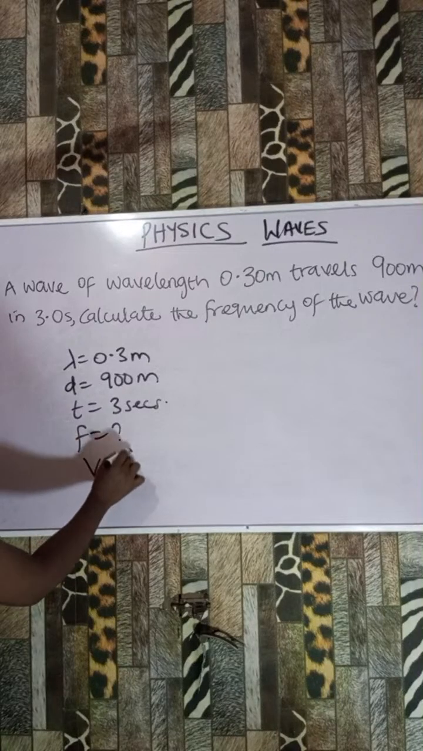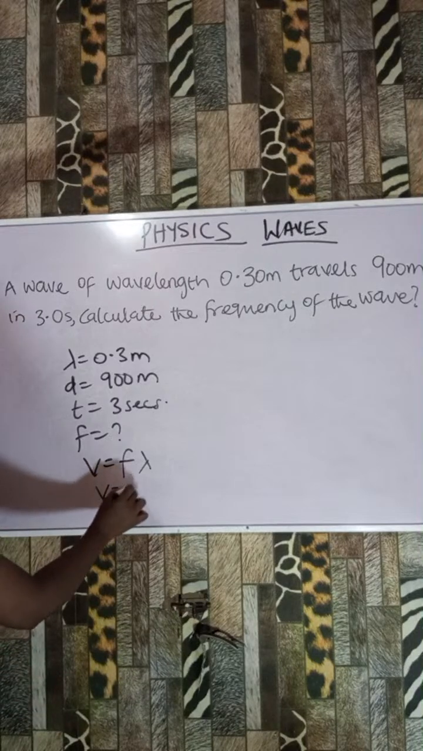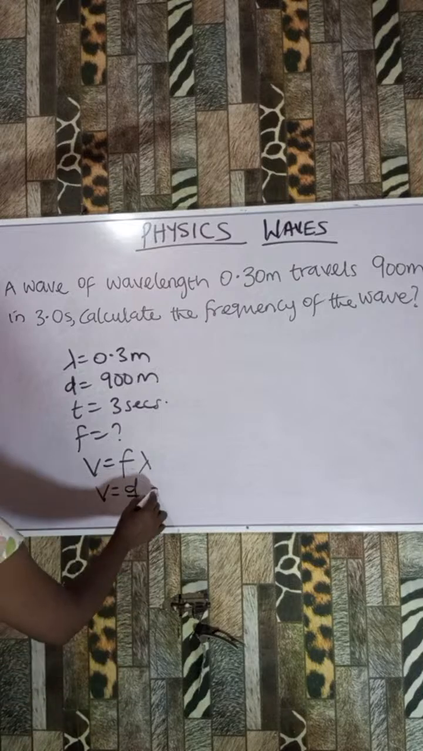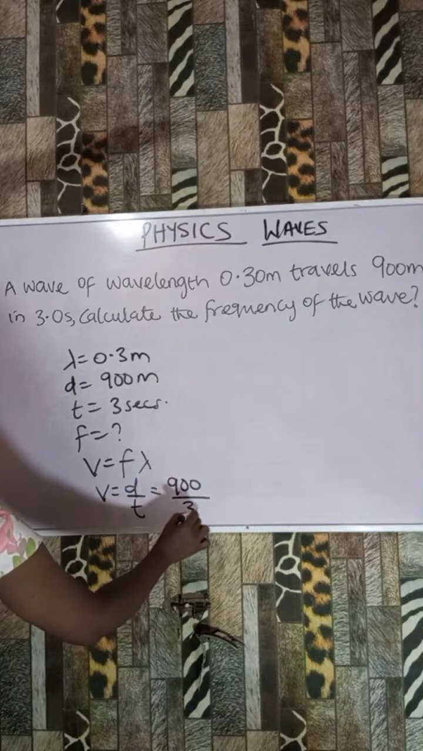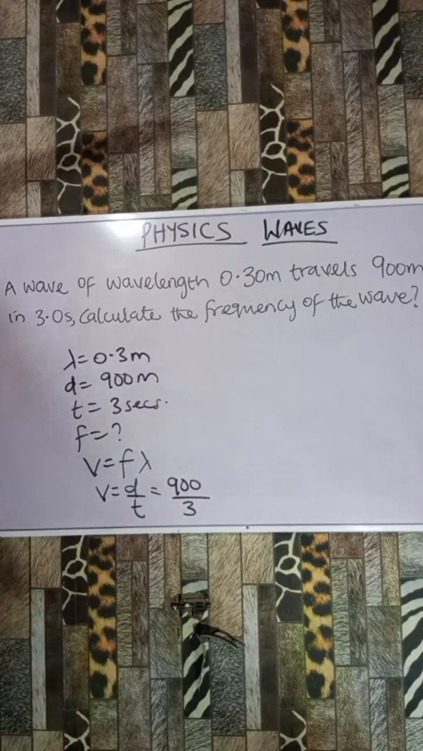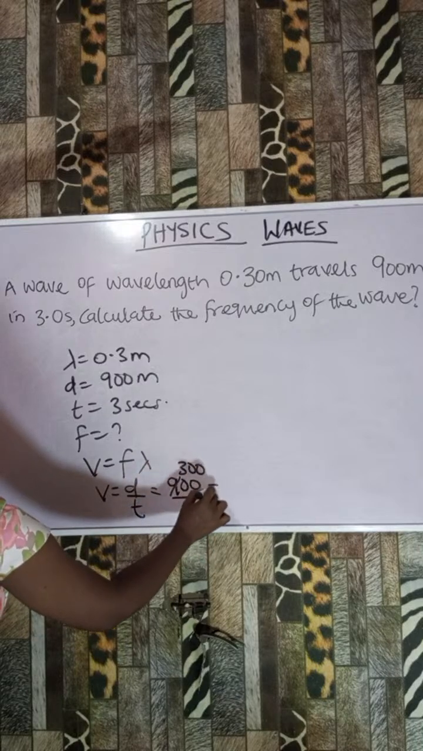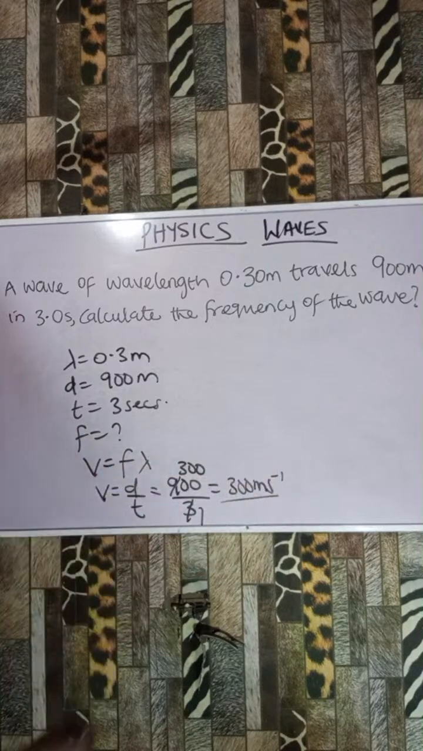V = fλ, right? Now we don't even have velocity. We must get velocity before we can talk about the frequency. Velocity is equal to distance over time, right? So let us get the velocity. My distance is 900 divided by time, which is 3. By the time I divide it, I'm going to have 300. So this becomes 300 meters per second.